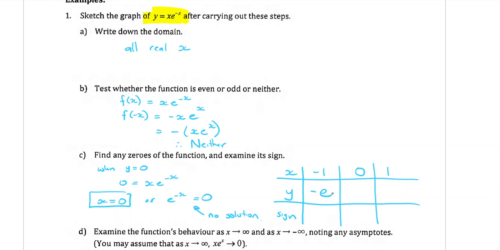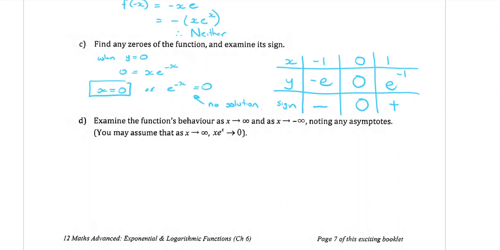Subbing in 0, you get 0. That was the whole goal, because 0 times by whatever that is still 0. Then, subbing in 1, you get e to the negative 1. Now, this minus sign tells me that's about minus 2.7, right? This is negative on that side. Then 0, then e to the negative 1. Is that a positive or a negative number? It's very small, but it's positive. Okay. Part D.